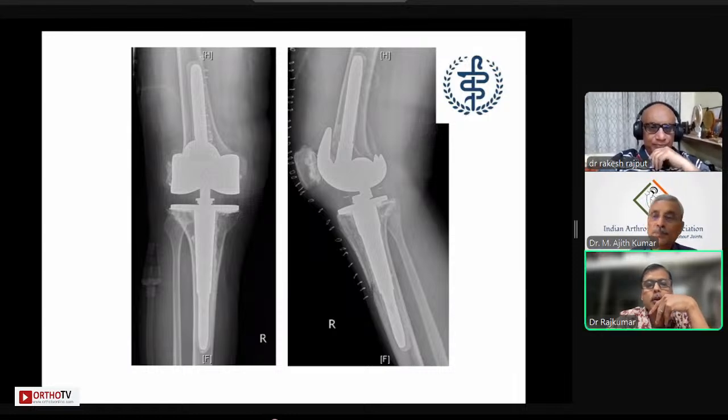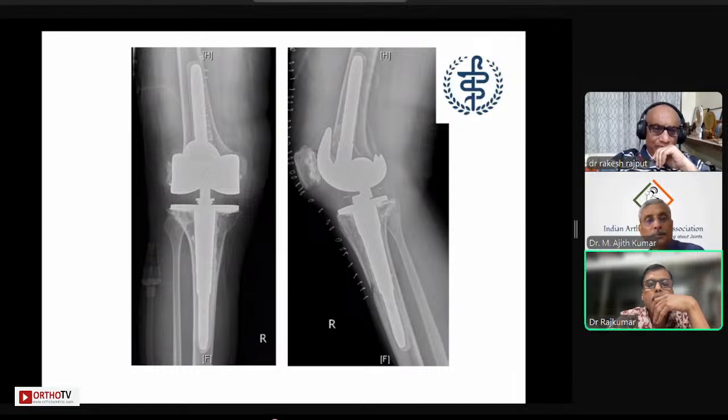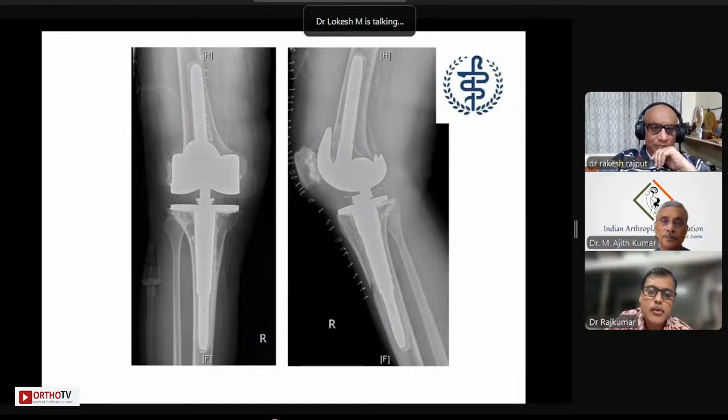Osteotomy was fixed with what? Tibial tubercle osteotomy? We fixed it with fiber wires. Is the osteotomy too far down? For that the stem was used, or for the hinge? Okay, for the hinge. For the hinge purpose.